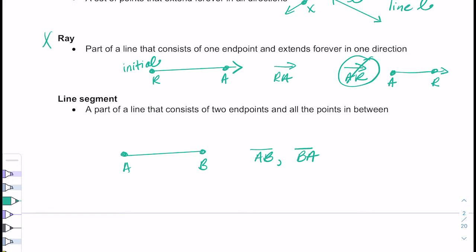It's the ray that you need to be really careful with how you name it. Again, you need to start with the initial point, which in the example I gave you was R, and then it goes in the direction of A. So that can only be read as ray RA.